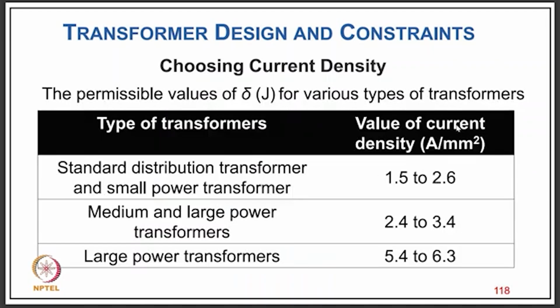So the permissible value of current density, that we call either J or sigma, for various types of transformer. For standard distribution and small power transformers, the current density we take is about 1.5 to 2.6 ampere per millimeter square, considering natural or air cooling. For medium and large transformers, the current density is of the order of 2.4 to 3.4 ampere per millimeter square, and for large power transformers, with better cooling, 5.4 to 6.3 ampere per millimeter square. But these are the typical guidelines.